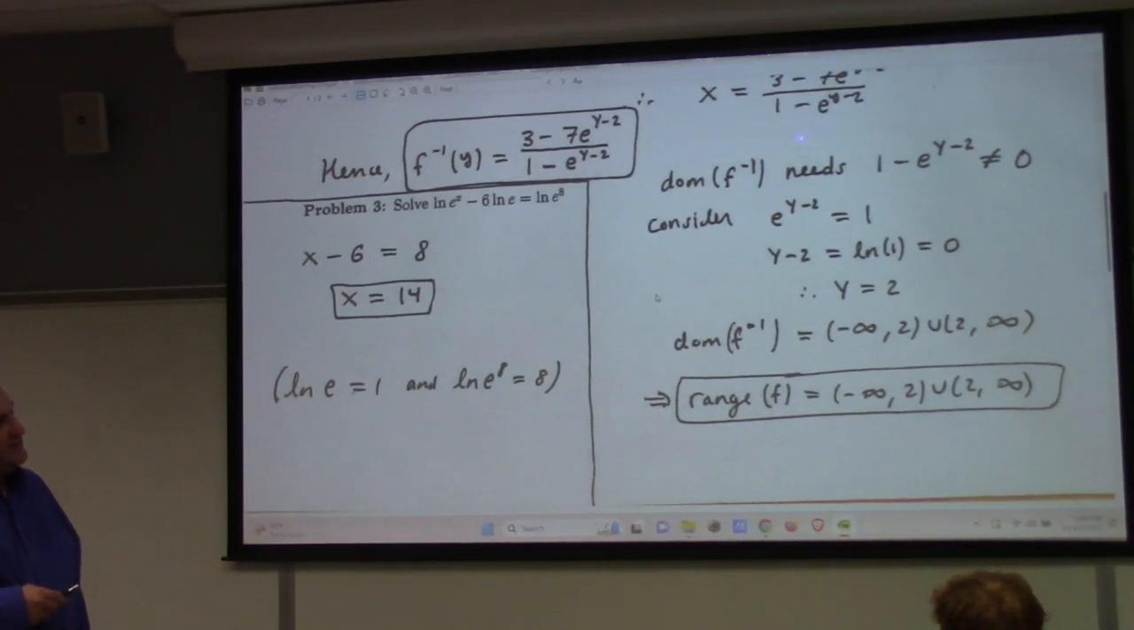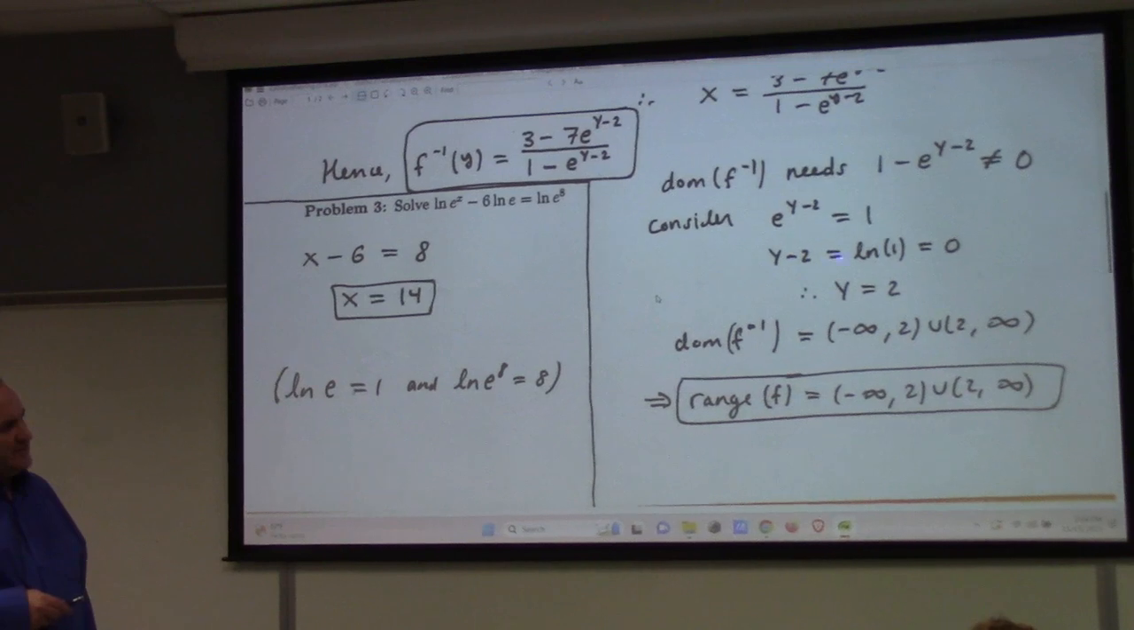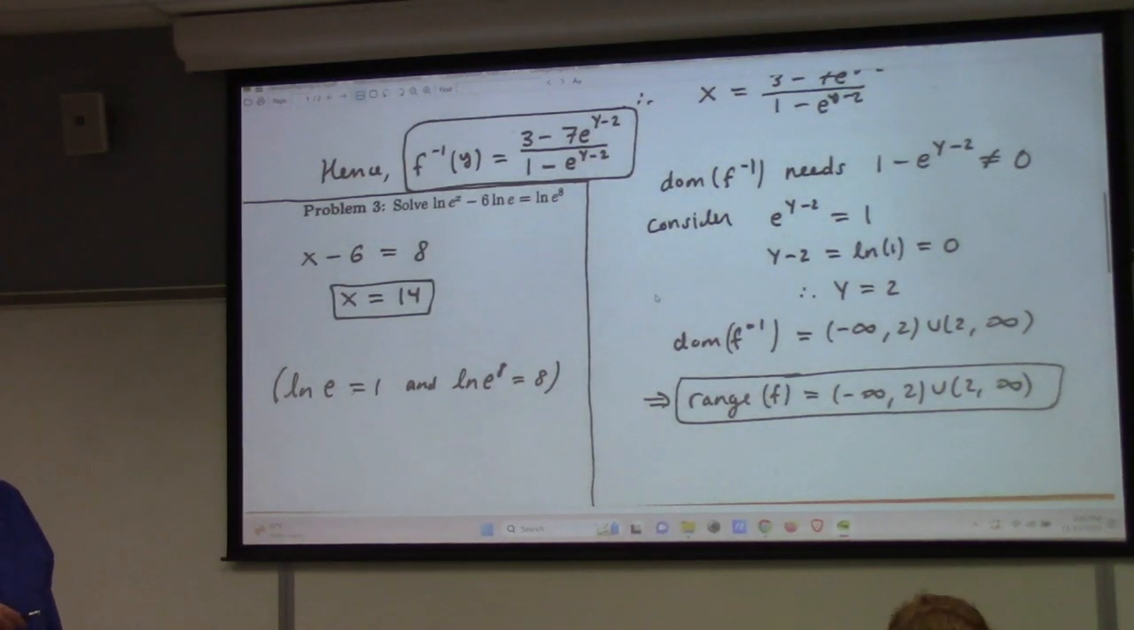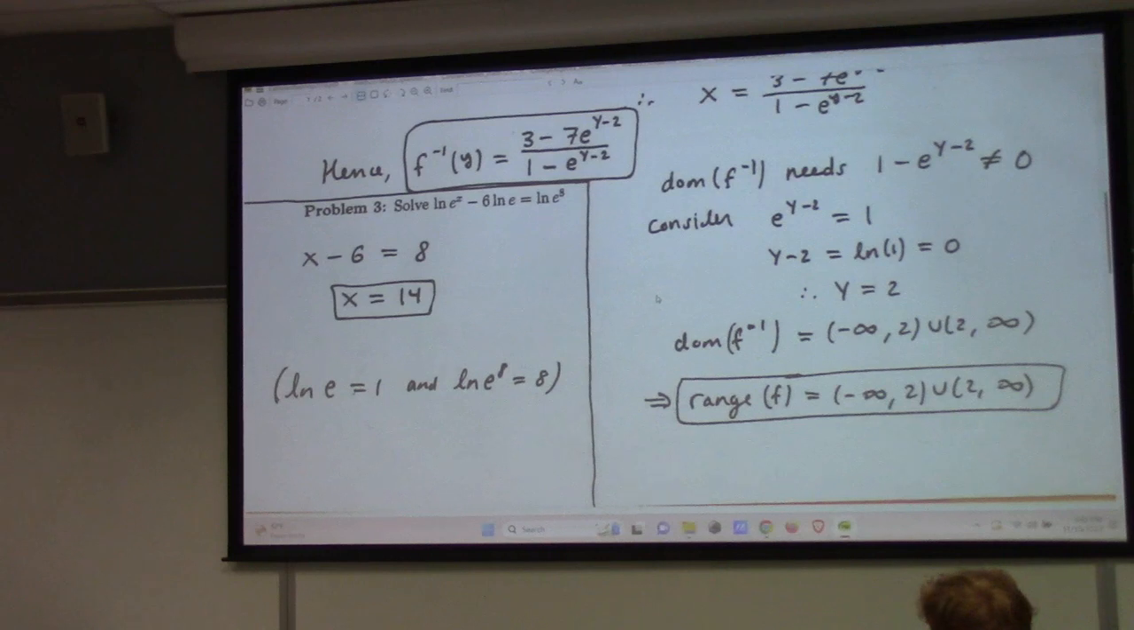On the other hand, to figure out the domain of f inverse, that's a little bit trickier. I need the denominator to be not 0, right? So to figure out the trouble points, I set 1 equal to e to the y minus 2. If I take the natural log of this equation, I get y minus 2 is log of 1, which is 0, which gives me y equals 2. So 2 must be excluded from the domain of the inverse function. But the domain of the inverse function is the range of the function, so the range is everything except for 2. There it is.